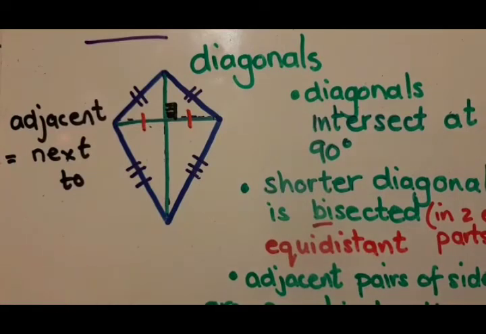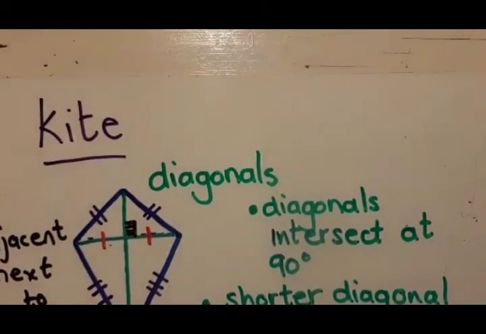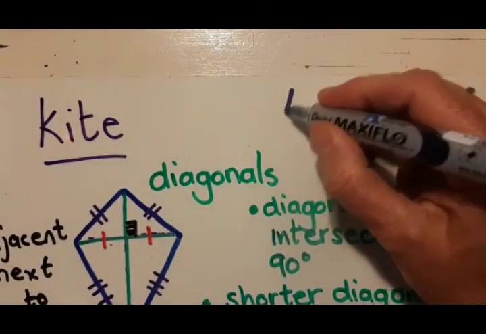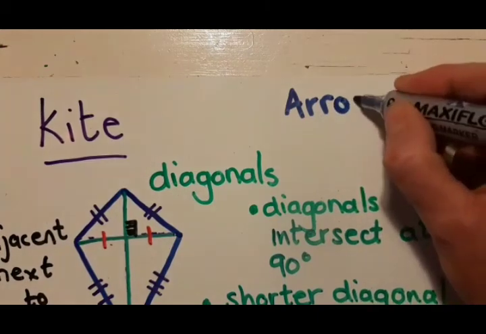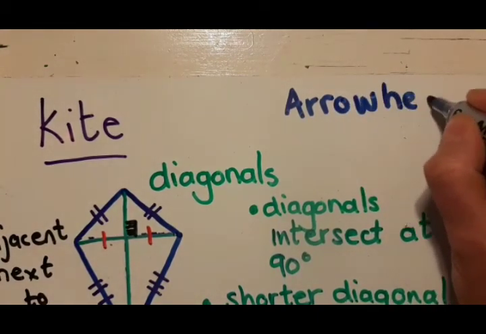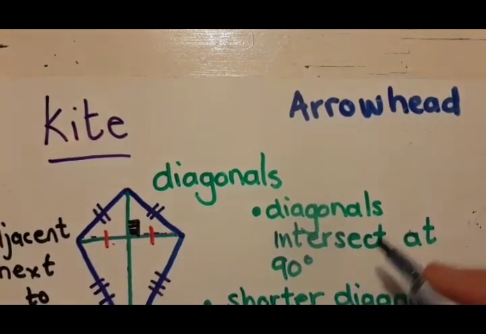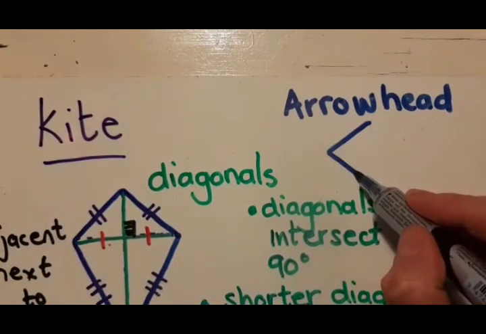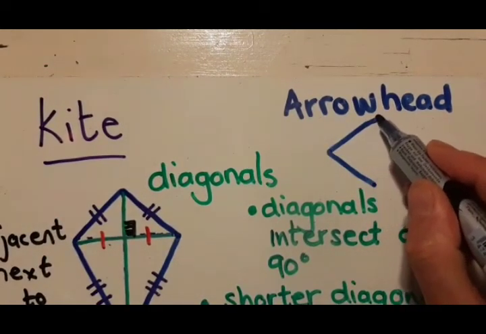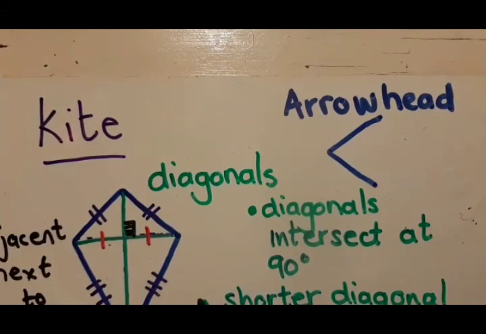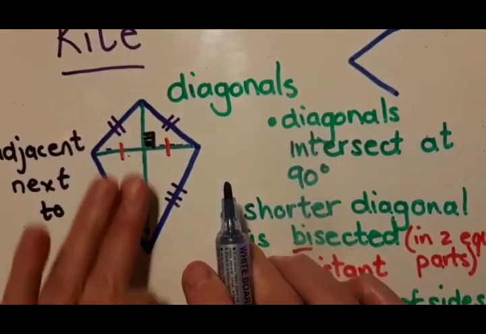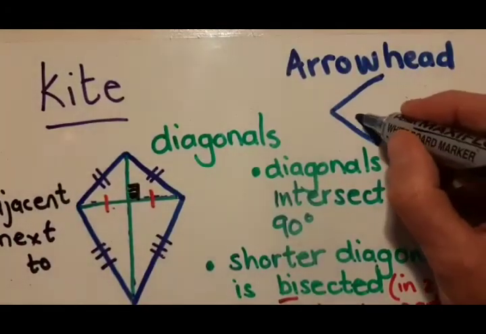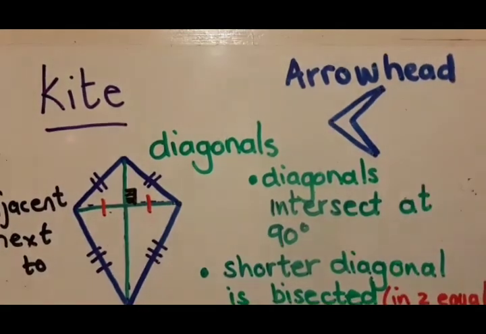The kite has an interesting brother, and that brother is called the arrowhead. So I'm going to write it here. The arrowhead. And it looks just like an arrowhead. So it looks like that. And then it's almost as though this end has been squashed in, just like an arrowhead.